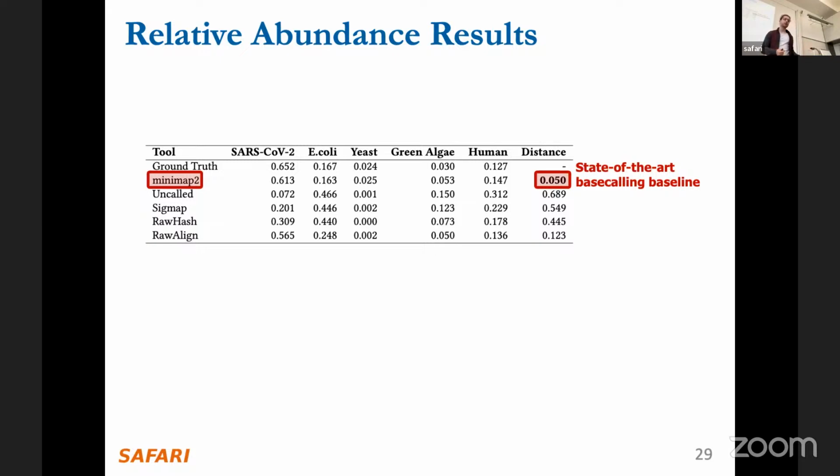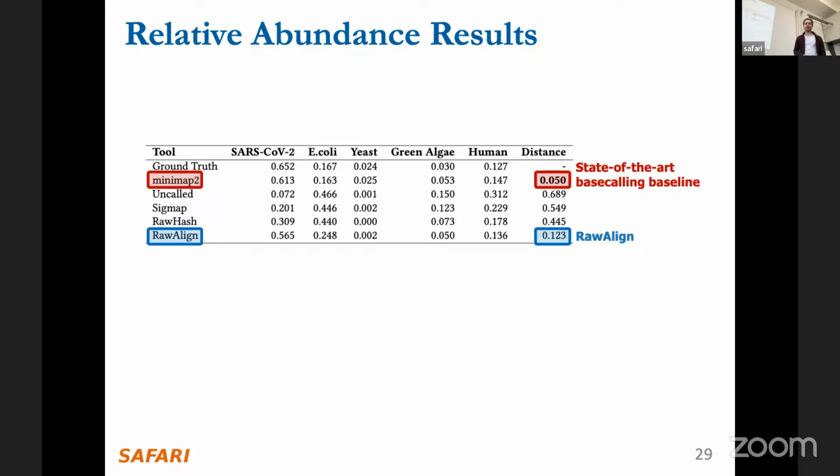Since we know how we composed our samples, we have a ground truth, and now we can compare both the base called approach with Minimap2 and the raw signal tools below to the ground truth. So there you can see the distance, lower is better, right? That's the distance to the ground truth. The state-of-the-art base called baseline, wow, it's not at zero distance. It has like a distance of 0.05, which is low, but it's not zero.